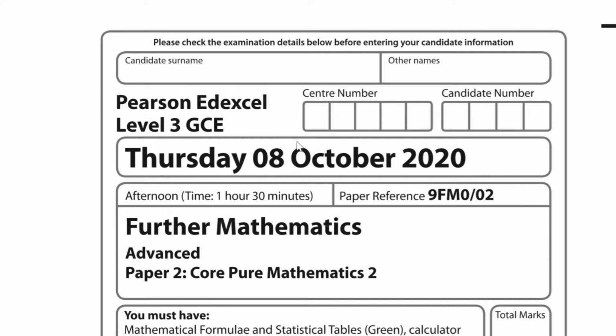Hi, this is the Edexcel A-Level Further Maths Core Pure Mathematics Paper 2, from the October 2020 series.